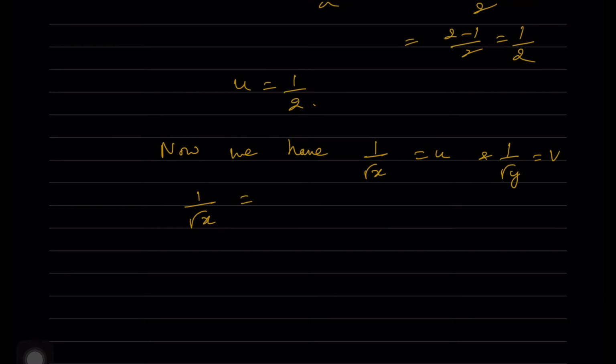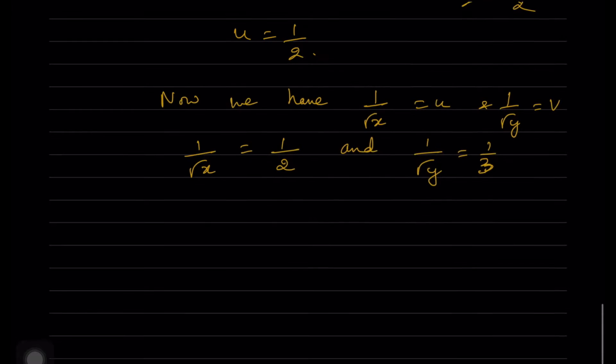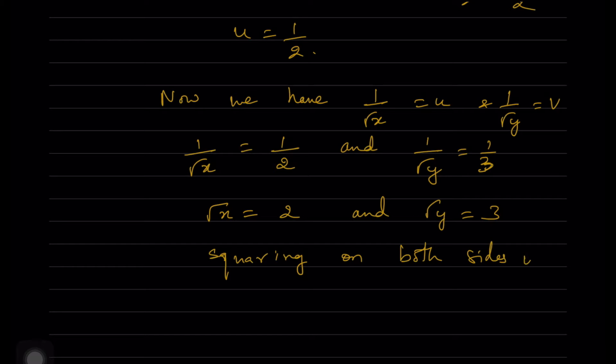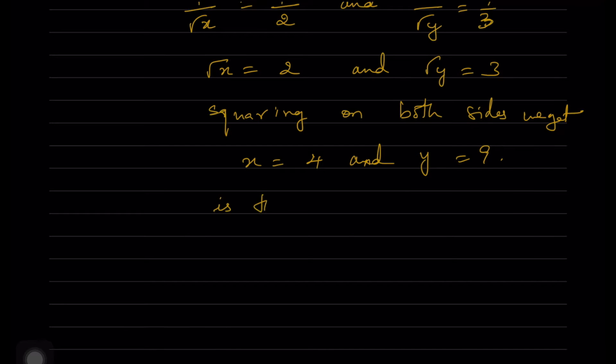Now substitute in this, 1 by root x is equal to 1 by 2 and 1 by root y is equal to 1 by 3. So therefore you are getting root x is equal to 2 and root y is equal to 3. Squaring on both sides, you get x is equal to 4 and y is equal to 9. So therefore x is equal to 4 and y is equal to 9 is the solution of the given equations.